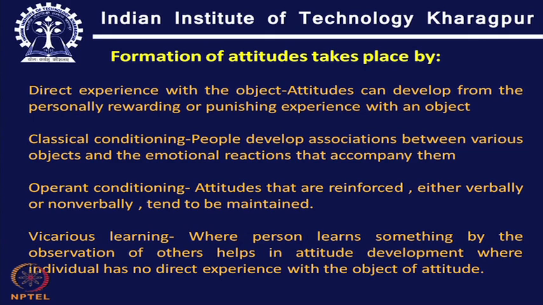Like when the person is not able to have a first hand experience with the attitude, observing others with that attitude and the outcome they are facing as a result of it, the outcome of those attitudes helps them to learn those attitudes, and that process is called the process of vicarious learning.